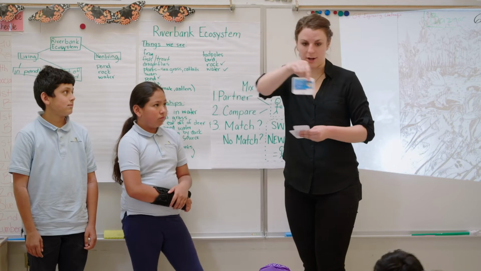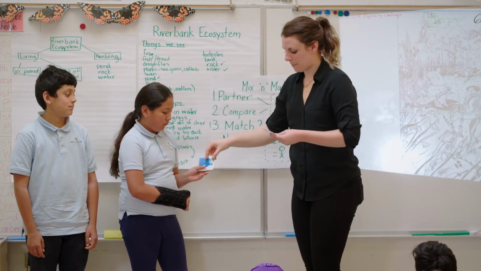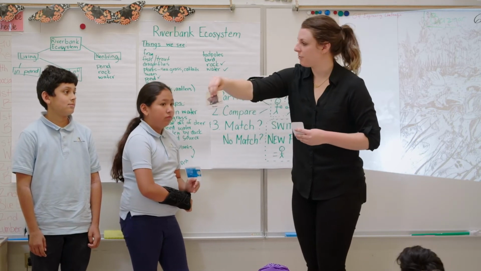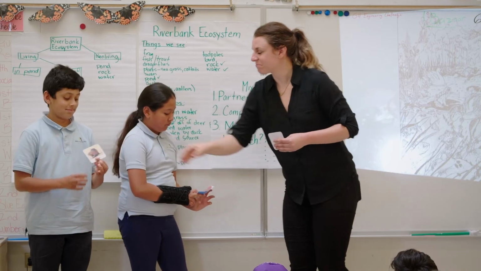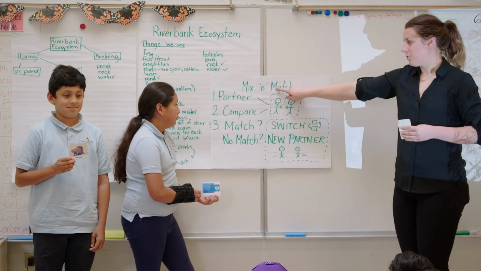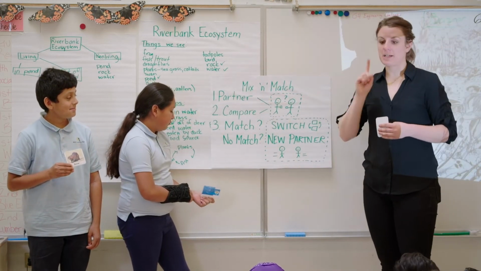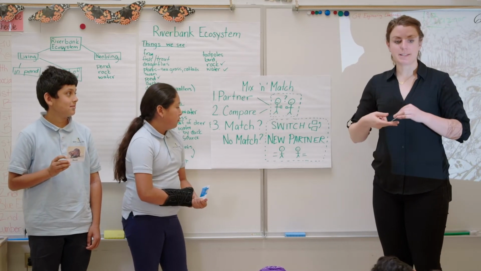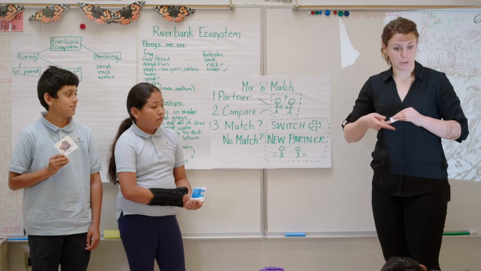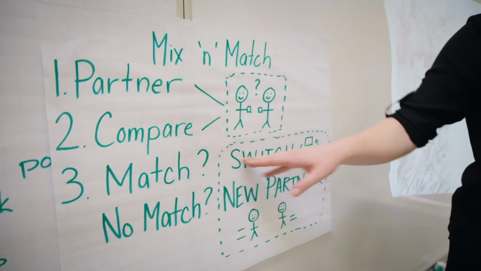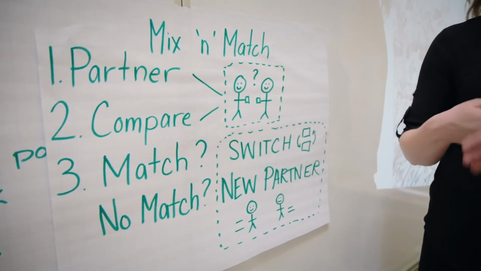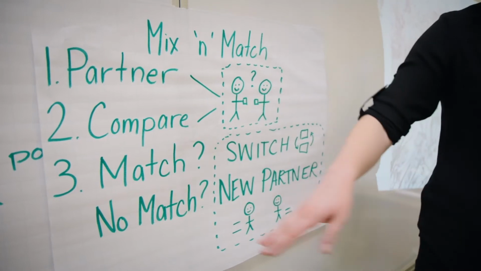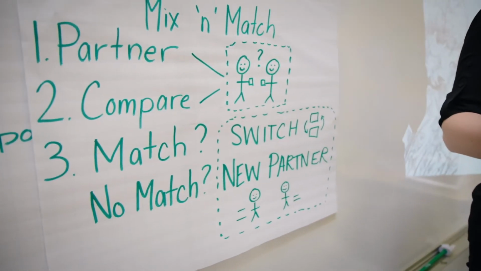You are going to get air, and it looks like this, okay? You are gonna get beaver, and it looks like this, all right? Here are the steps for mix and match. First, you need to find a partner. Then you need to compare your cards and see if they match, if they do have a relationship. If they match, you're gonna switch your cards. If they don't match, that's okay. You're gonna go and find a new partner.